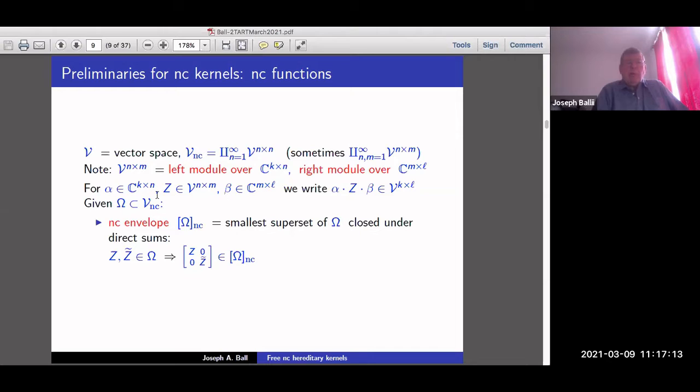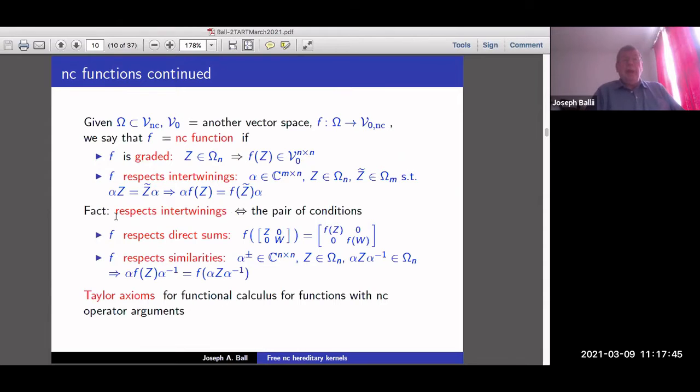And I'm going to take omega to be my point set, and it sits in the subset of matrices over V, all possible square sizes. And then I'll have occasion to talk about the noncommutative envelope, which means you have to throw in all possible direct sums with diagonal entries from omega. And then we want to talk about noncommutative functions.